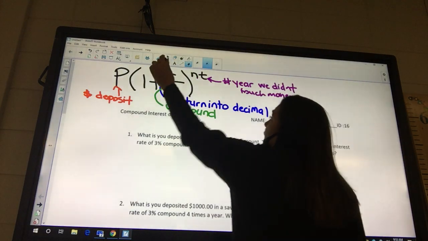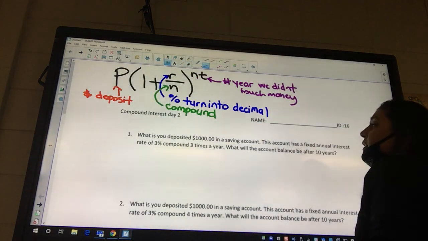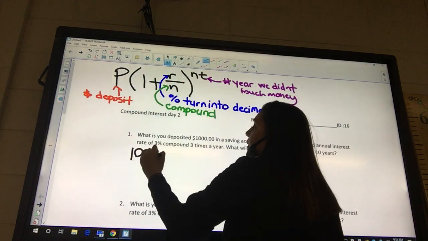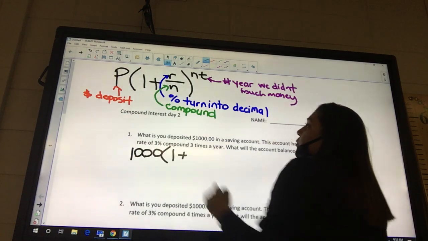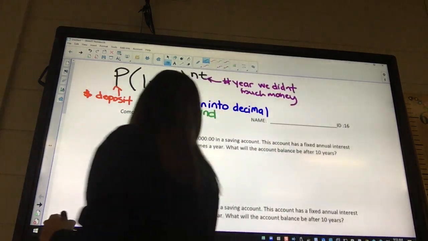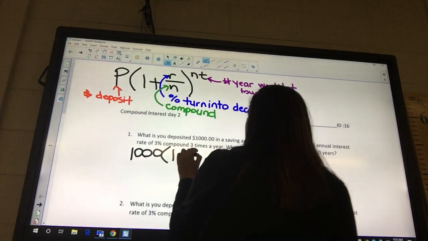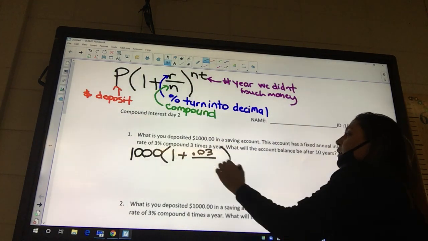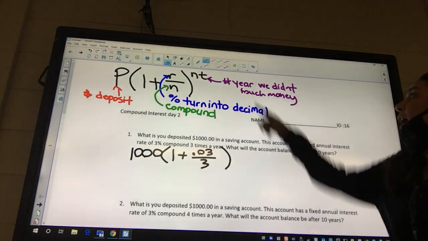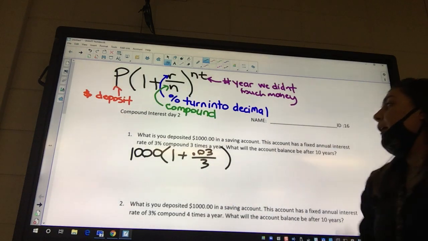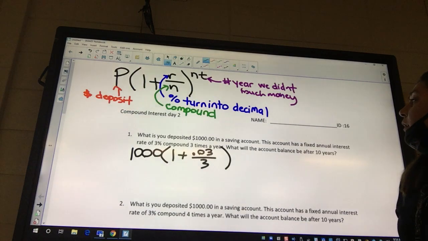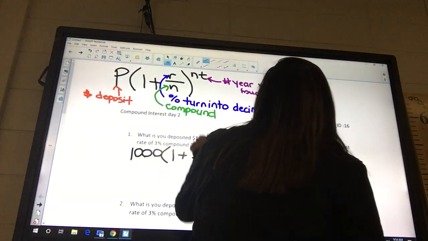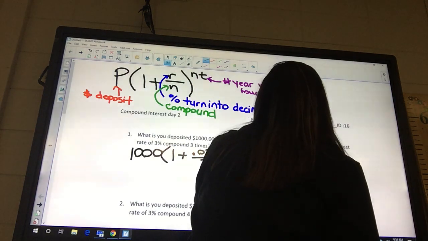But the very first one, it says you deposited $1,000. So we're going to say $1,000 for our P. 1 plus, what's our rate? 3%. And we move that decimal, so it's going to be 0.03 over compounded how many times? 3. And then we've got nt. So my n is what? My n is 3. What's my t? 10. Okay, and so it's really 3 times 10, which is going to be 30.